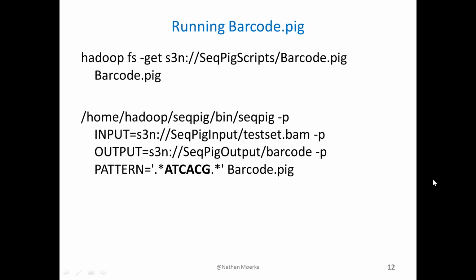The running of this script is very simple from the command prompt. You simply need to grab it from the S3 bucket using a Hadoop file system command, and then run it with various parameters defining the input and output destinations. And importantly, using a regular expression, the specific pattern of the DNA barcode that you're trying to fish out.